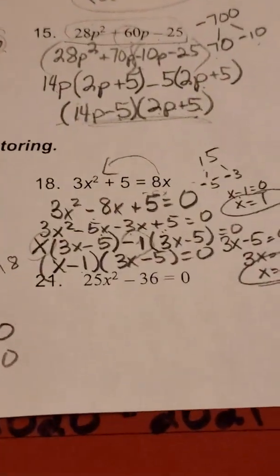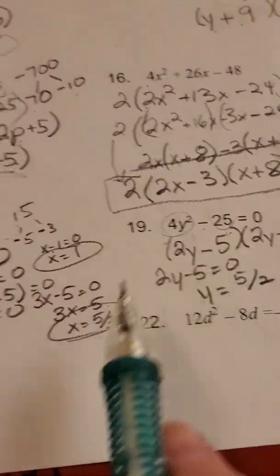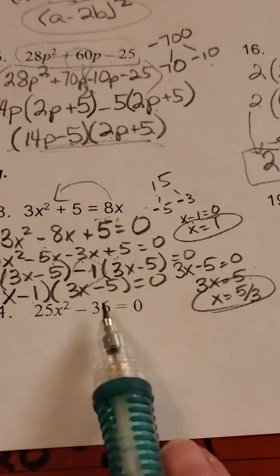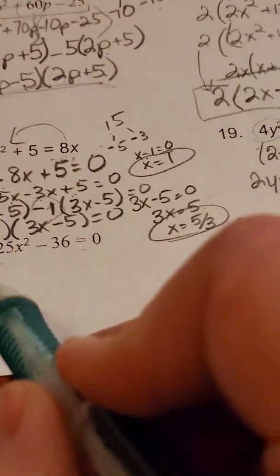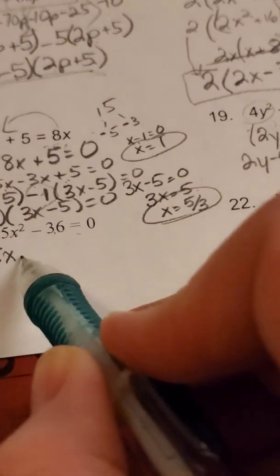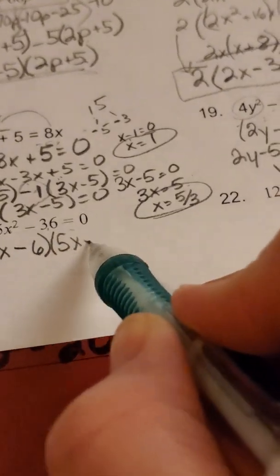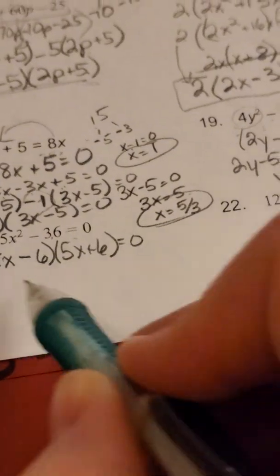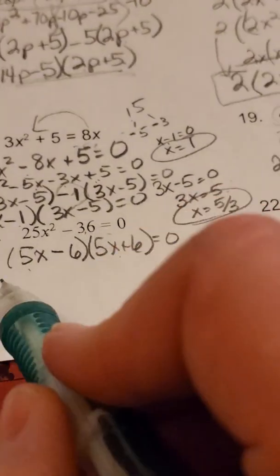All right, 25 is another difference of squares like this one over here was, right? It's going to be the same type of thing, because 25 is a perfect square, x is a perfect square, and 36 is a perfect square. So the square root of 25 is 5, square root of x is x, square root of 36 is 6. So we minus 1, and then we plus 1. 5x plus 6. There we go, equals 0. So then we set 5x minus 6 equal to 0 and 5x plus 6 equal to 0.